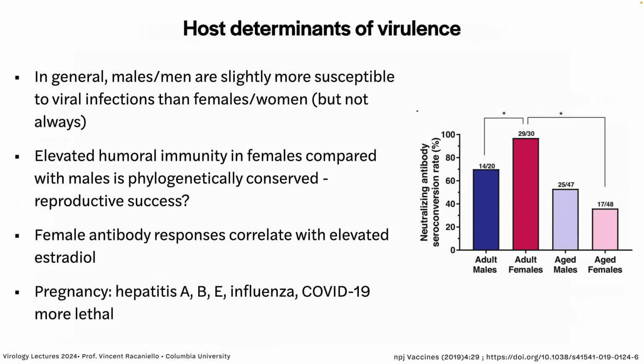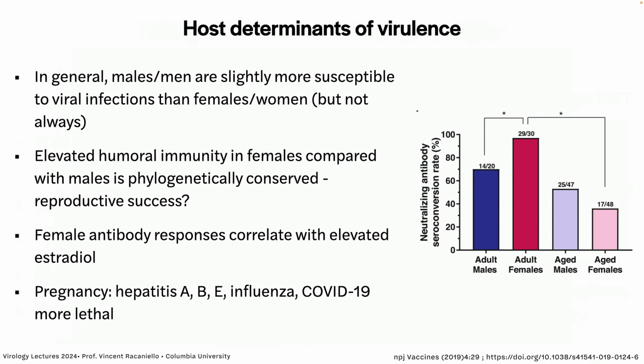So you can see y-axis, neutralizing antibody seroconversion rate. Adult males have a lower antibody rate than do adult females. But aged males and aged females are more similar. So aged meaning beyond reproductive time, right? So the idea here is that, and this is actually phylogenetically conserved. It doesn't happen just in people.